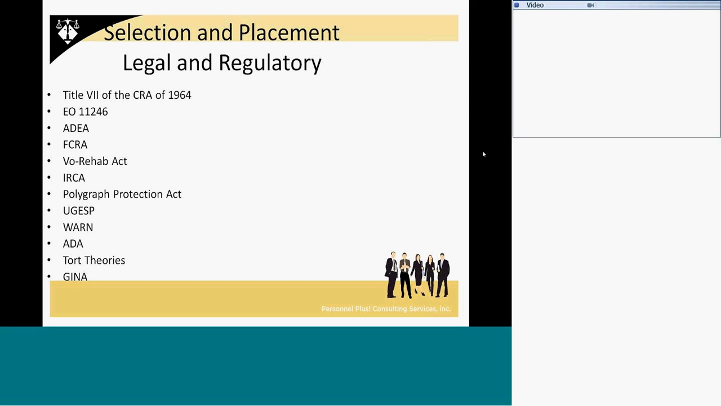The ADA refers to the Americans with Disabilities Act, and as you're all well aware, it requires that you make reasonable accommodation to an otherwise qualified person with a disability.